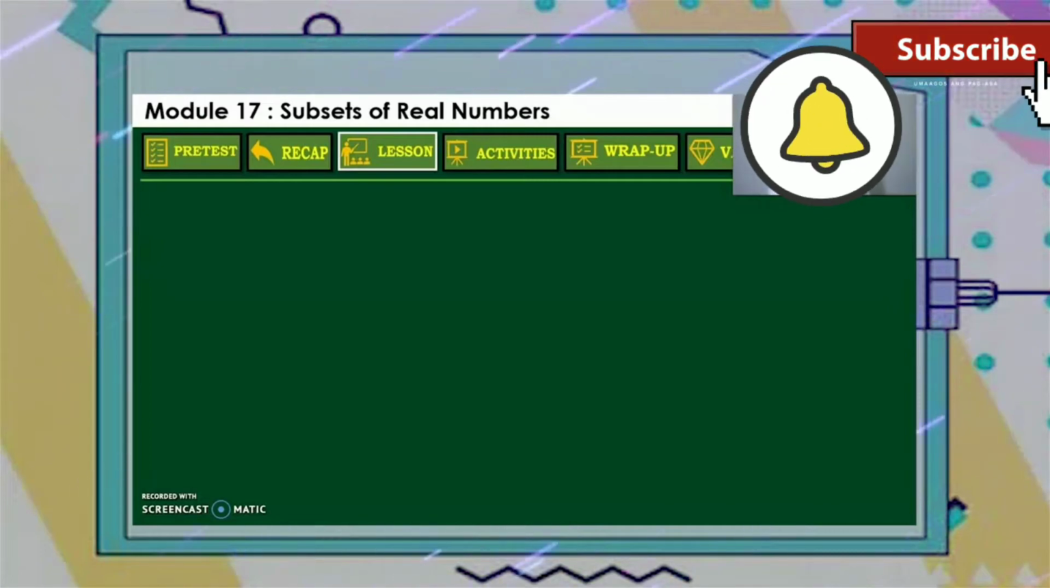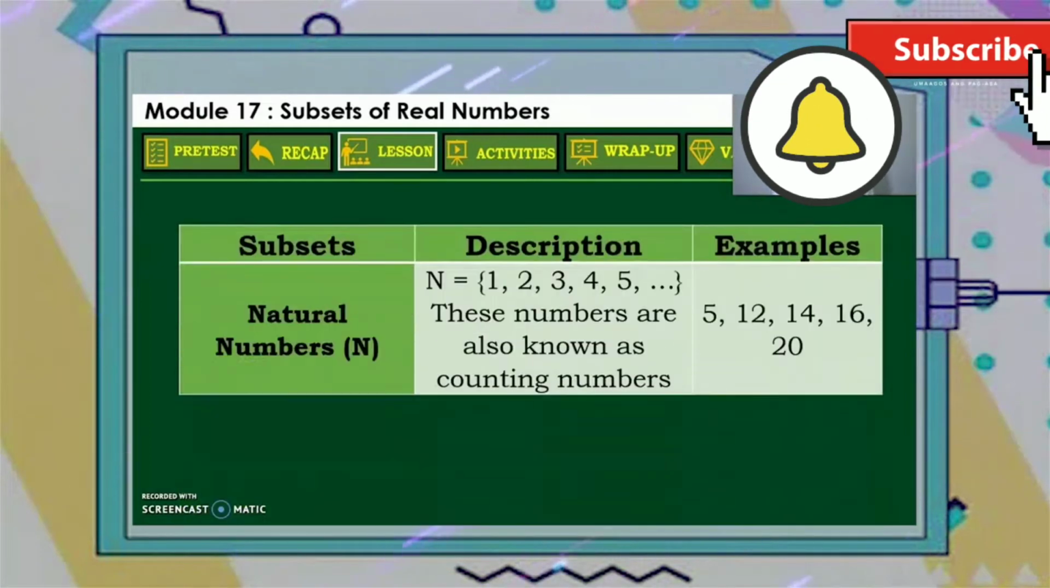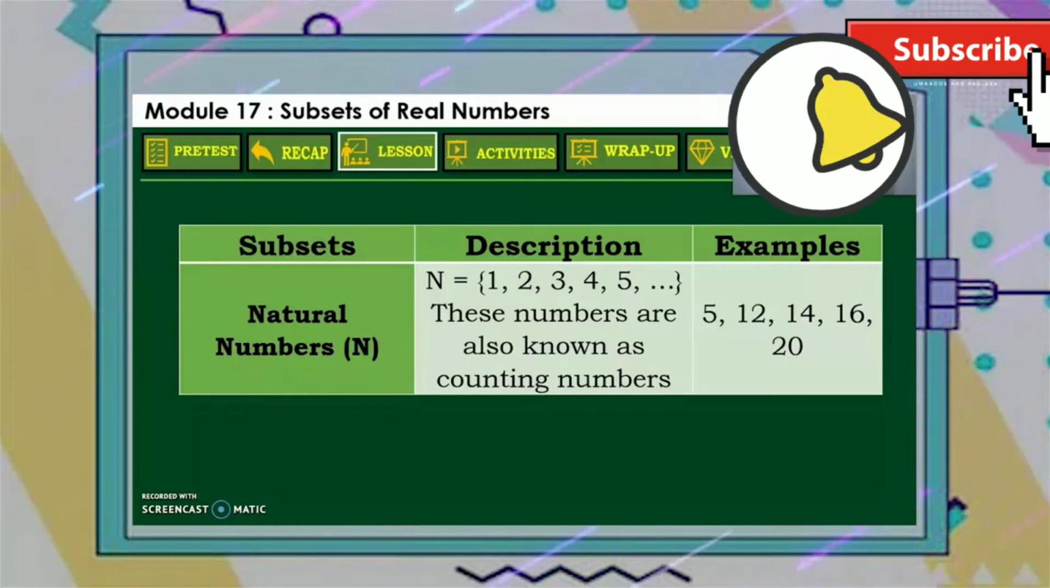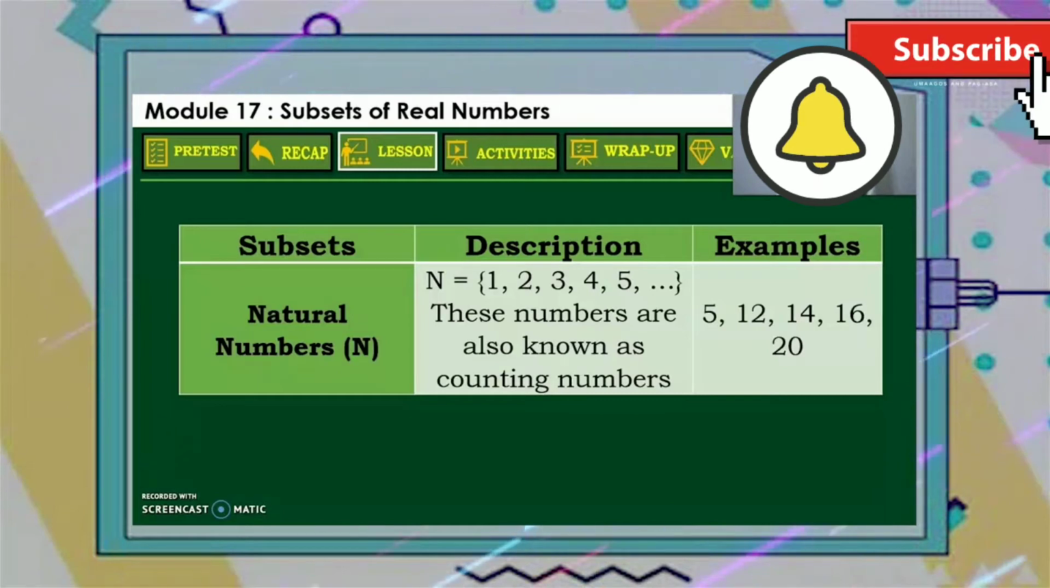So what are the different subsets of real numbers? The first one is what we call the natural numbers. These numbers are also known as the counting numbers. So these are numbers that we use in counting, such as 1, 2, 3, 4, and so on. So the examples of natural numbers are 5, 12, 14, 16, 20, and so on.